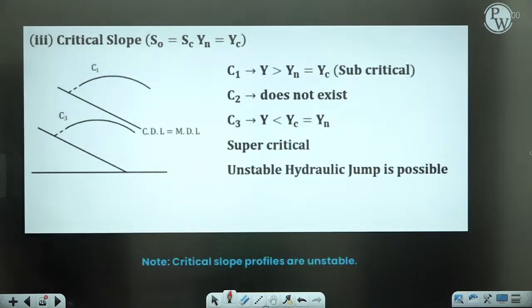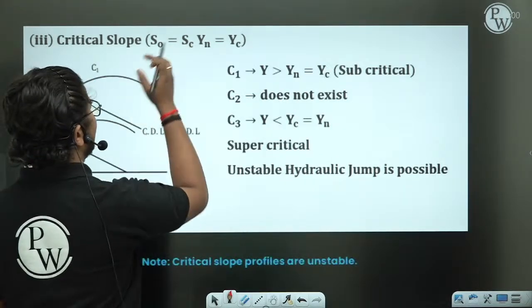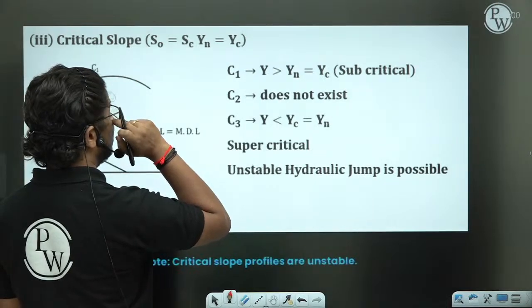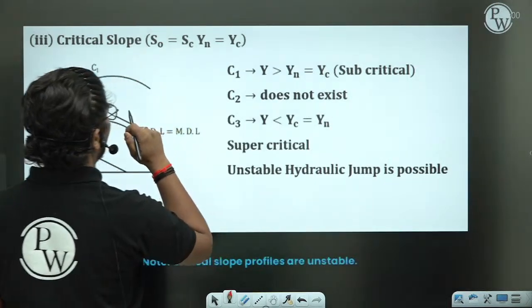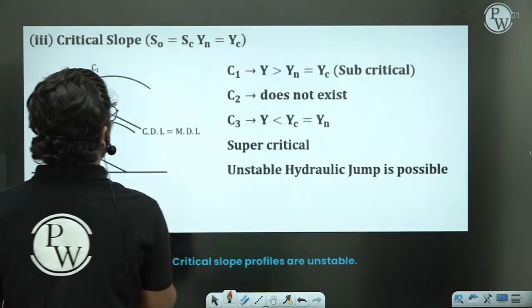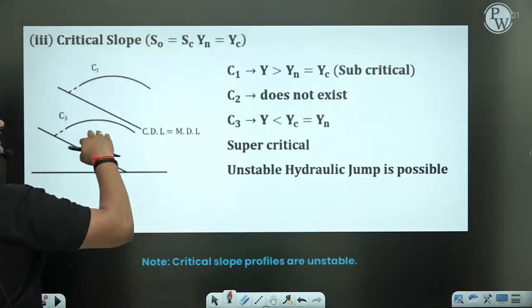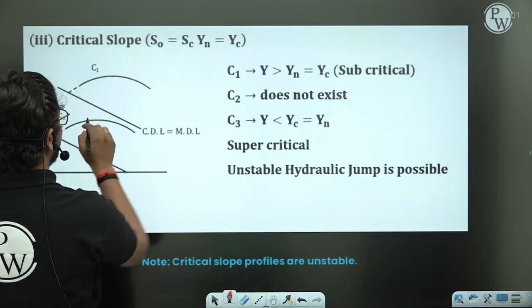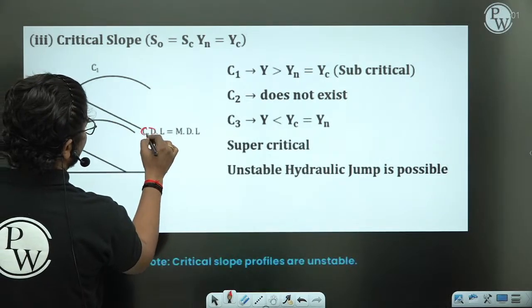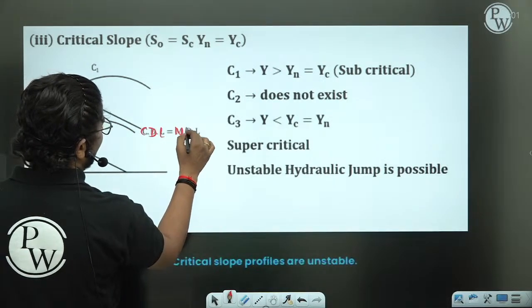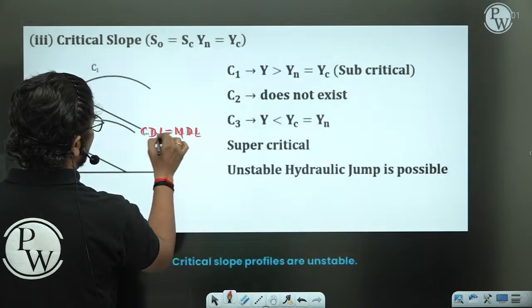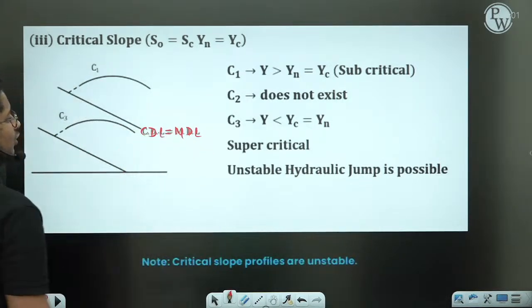Now about the critical slope. Here S0 and SC are same. That means your bed slope is equal to the critical slope only. Here what you will find, even YN and YC are also same. So the normal depth line and the critical depth line are actually coinciding in this case. Here you can see this CDL line and NDL line, both are coinciding.